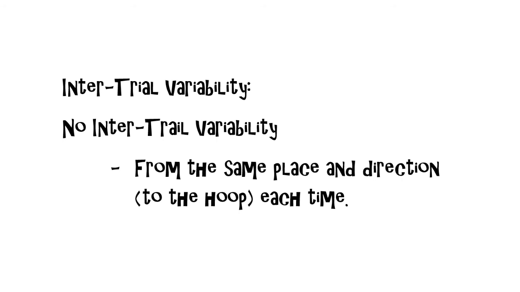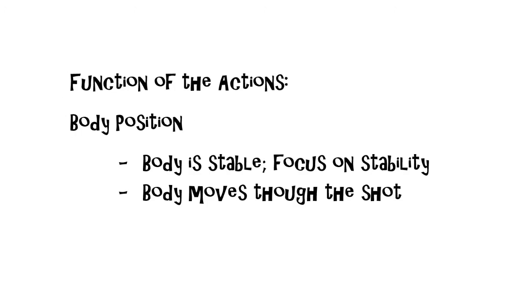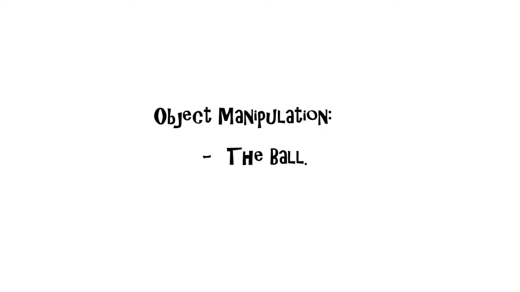Even though the ball is in motion, the shot is made in the same direction from the same position each time. In relation to the function of the actions, the body orientation is stable, but the body is actually moving through the movement. In relation to object manipulation, this refers in this skill to the ball itself. The skill cannot be performed without this object.